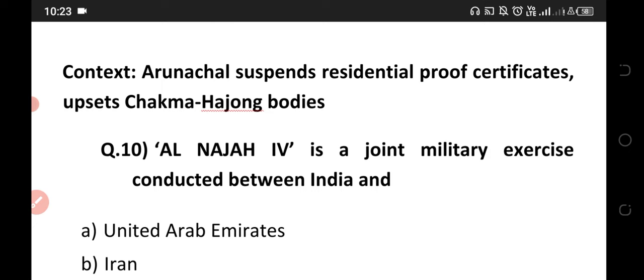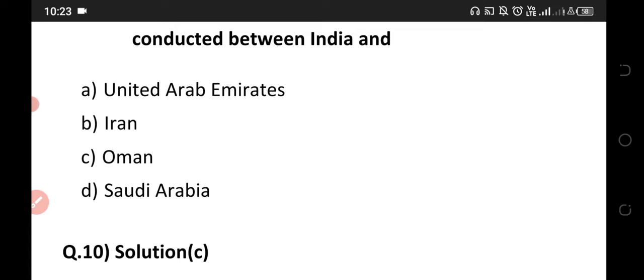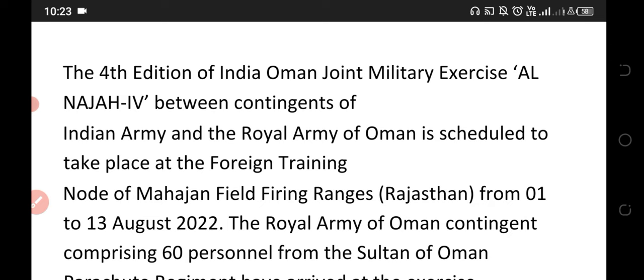Al Najah is a joint military exercise conducted between India and Oman. Fourth edition, Oman-India joint military exercise Al Najah 4 between the Indian Army and the Royal Army of Oman.